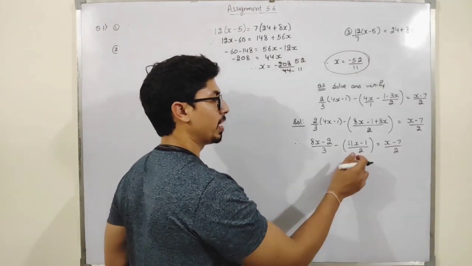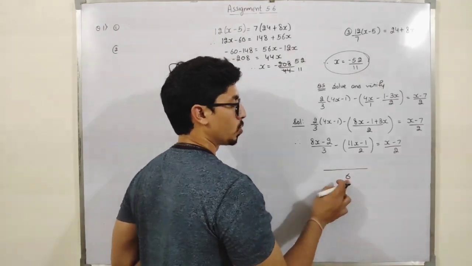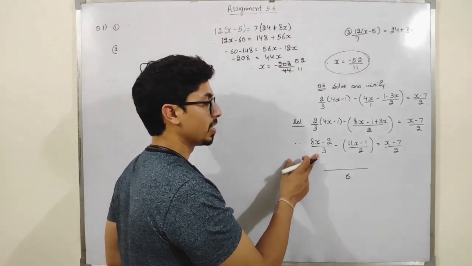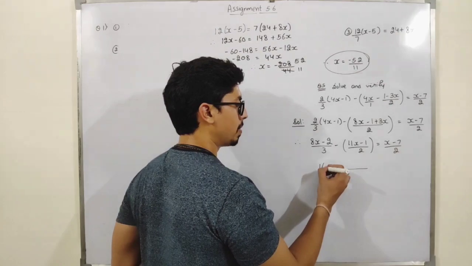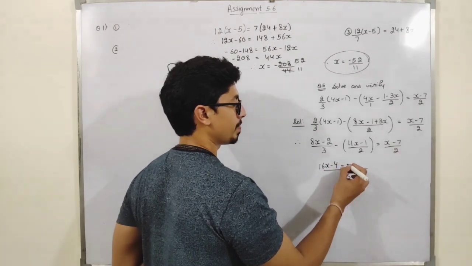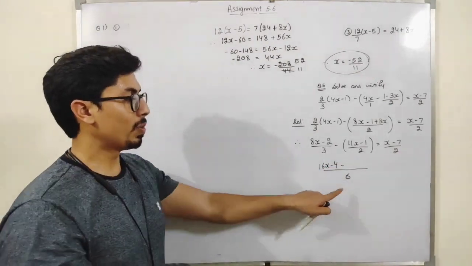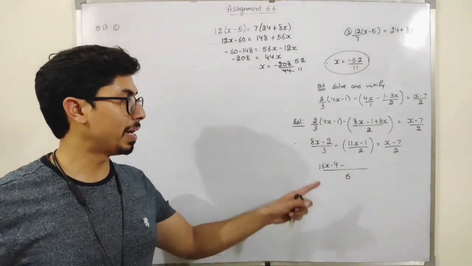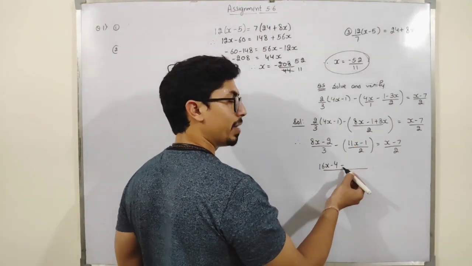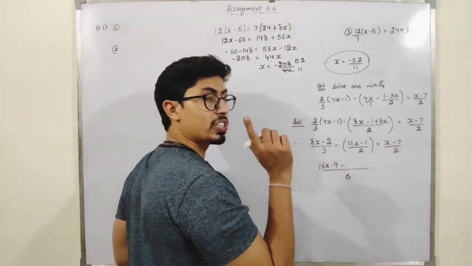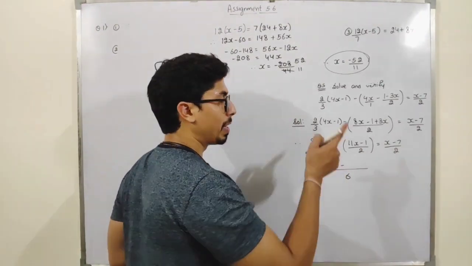So the LCM of 3 and 2 will be 6. So 6 divided by 2 is 3. Sorry, 6 divided by 3 is 2. So 2 when multiplied by both the numbers, it will be this. Okay. Now 6 divided by 2 is 3. So multiply this number by 3 and outside we have a negative sign. So just change the sign also and multiply by 3.